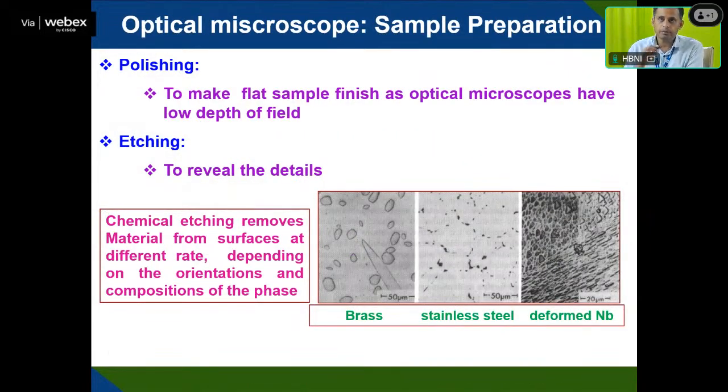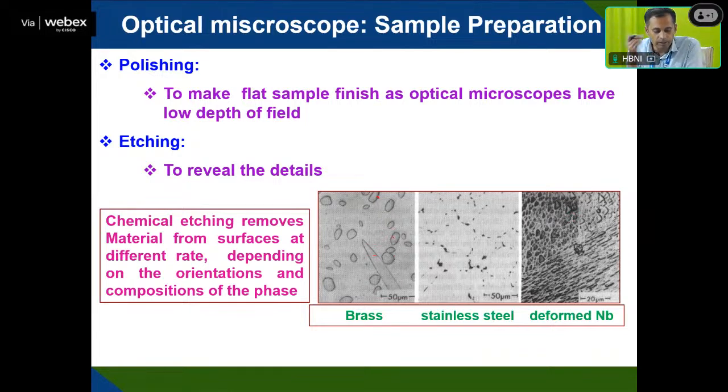To get a better quality image, you often have to go for polishing, because the top surface is rough, it has to be finely polished, especially the metallurgical sample. You have to ultra-polish to a mirror finish to see the structures. You can see these are some brass samples, in which you can see the inclusions, those things you are able to see after etching. This is stainless steel, and this is deformed niobium, how the niobium is distributed, those images you can see.